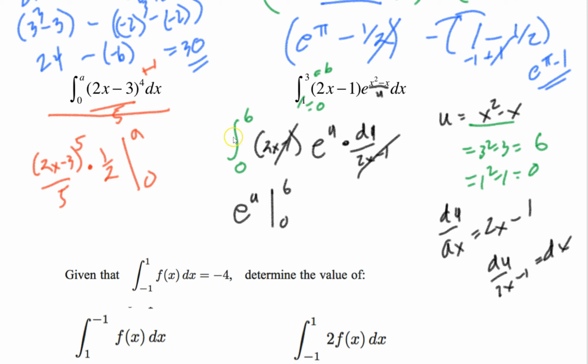Again, the reason I changed the limits, what's the benefit of that? I don't have to plug in my u anymore. I've integrated, I don't plug this in. I'm just plugging in my new limits, top minus bottom. e to the 6 minus e to the 0, which is just 1. So e to the 6 minus 1.